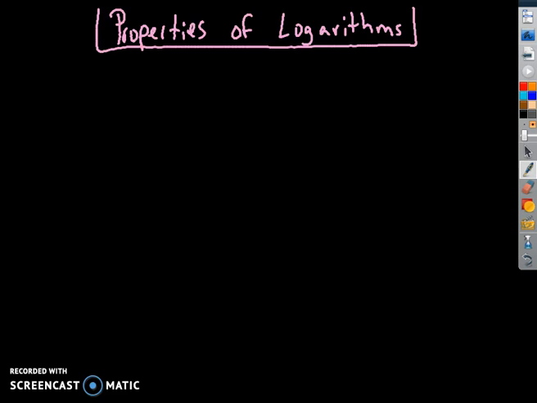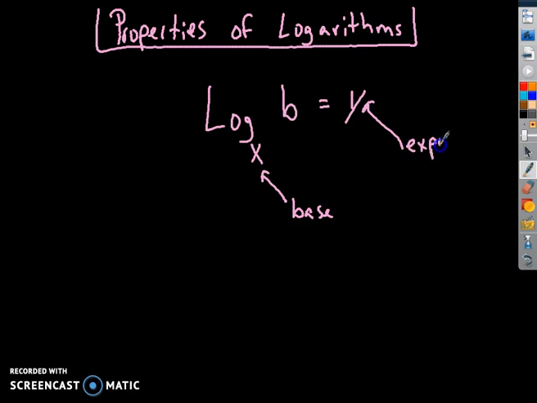Okay, so this video is about properties of logarithms. First of all, the first rule of logarithms is that log base x of b equals y. So this is my base, this is my exponent, and this is the number. Basically, the first rule of logs: if I gave you log with x as my base of some number b equals y, the way we solve that is this.